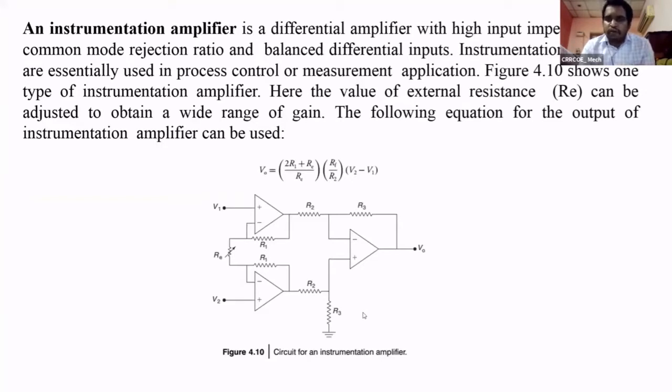Then what is V out? V out is the gain times V2 minus V1. Means V2 and V1 are equal, so the difference between V2 and V1 is 0. So automatically the output voltage is also 0. So in the common mode situation, the output voltage is 0. This is the ideal case. But in the actual practical case, even at common mode voltage, we have a certain output voltage.